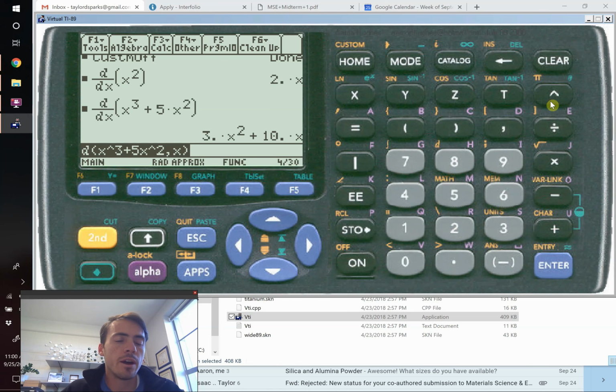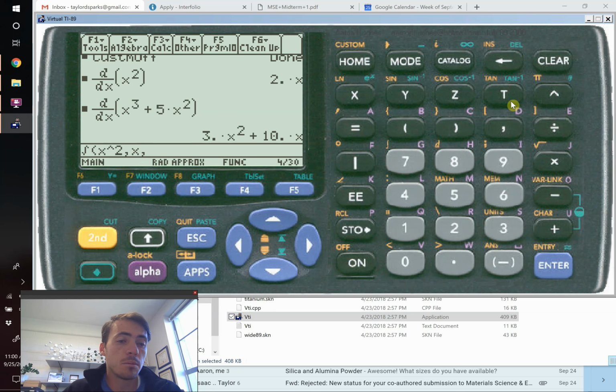Okay. Now how about integrals? Same exact approach. You're going to hit F3 to pull up this function, pull down your integral. This time you're going to type your expression here. All right, so let's do x squared again. X squared. You're going to tell it what variable to take the integral with respect to, x, let's say.